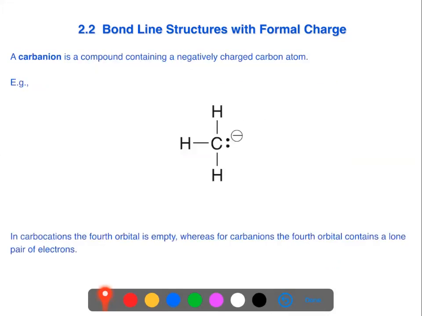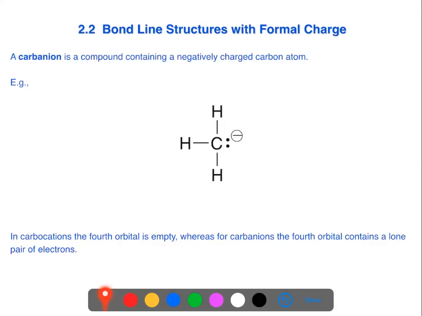When a carbon atom has a formal charge of -1, we refer to these structures as carbanions. What's shown here is the simplest example, a CH3-. Again, we only have 3 bonds to neighboring atoms, and the 4th orbital is not empty as we see with the carbocation, but contains a pair of electrons. And so that gives the overall formal charge for this carbon atom a value of -1.